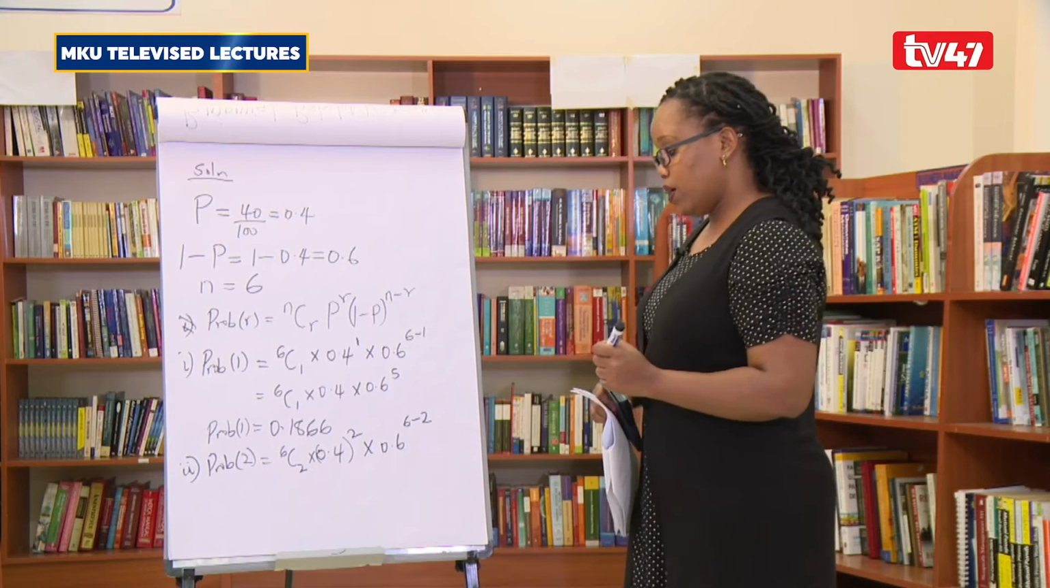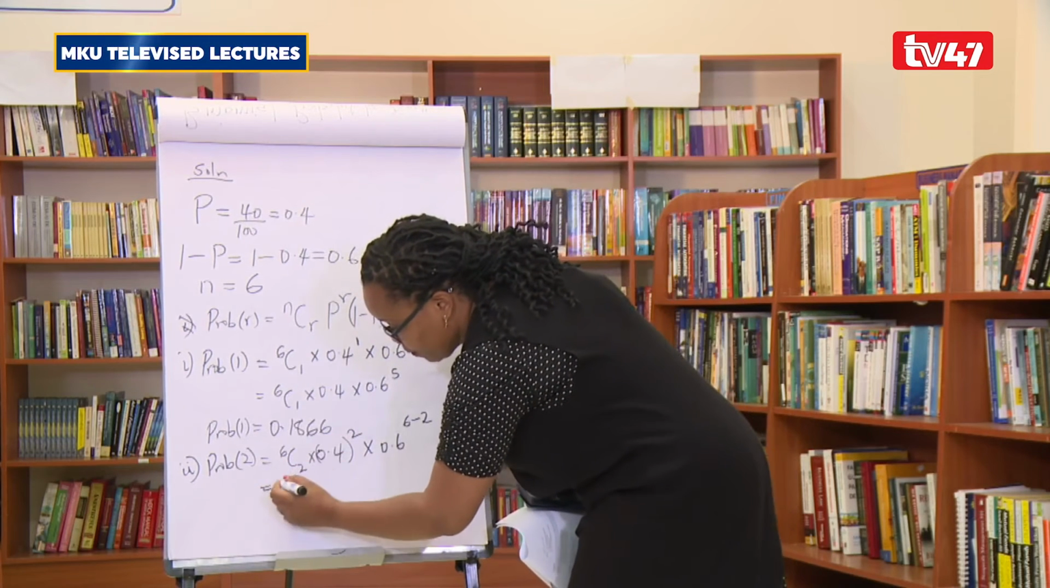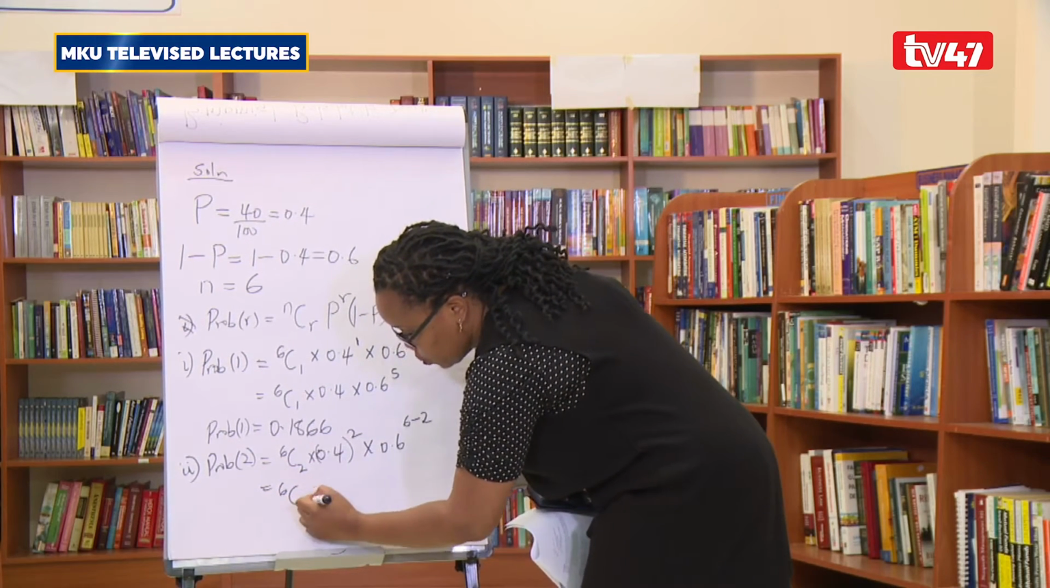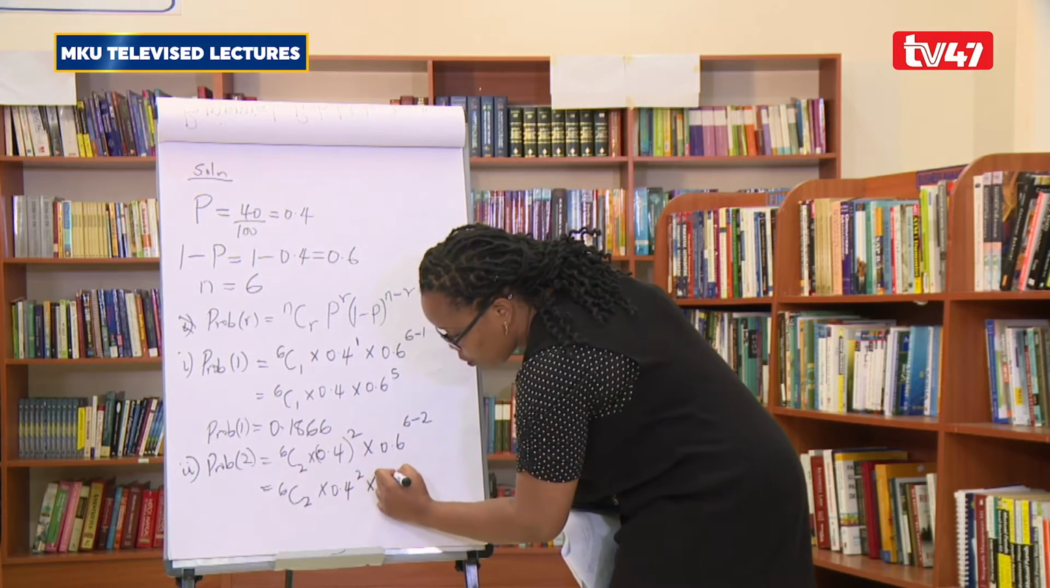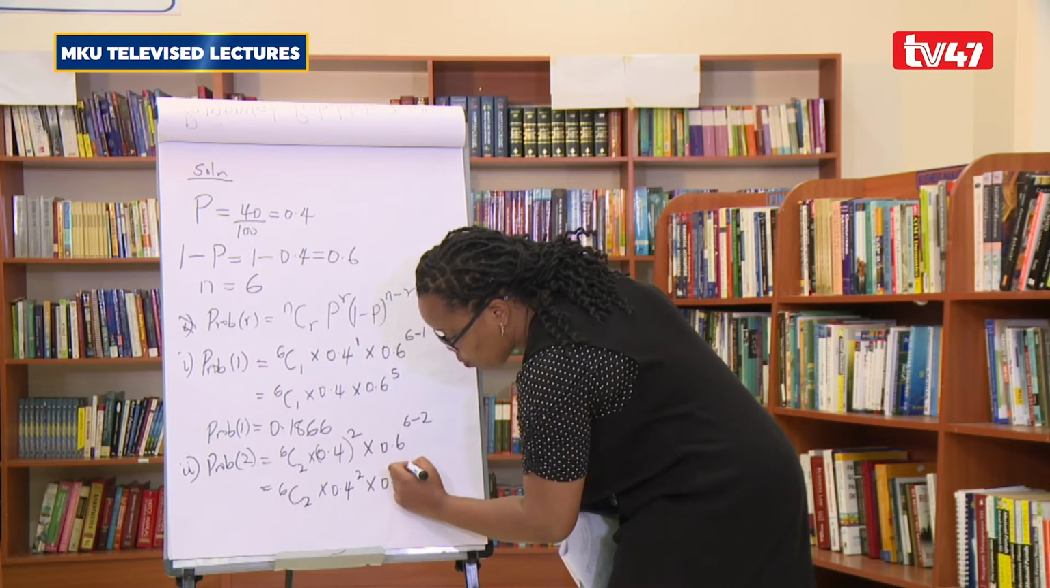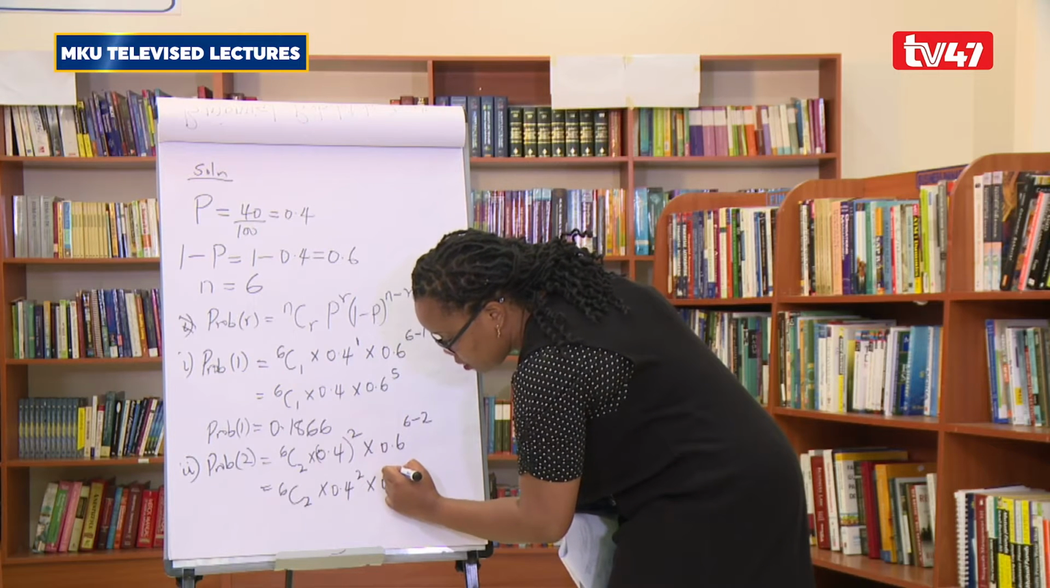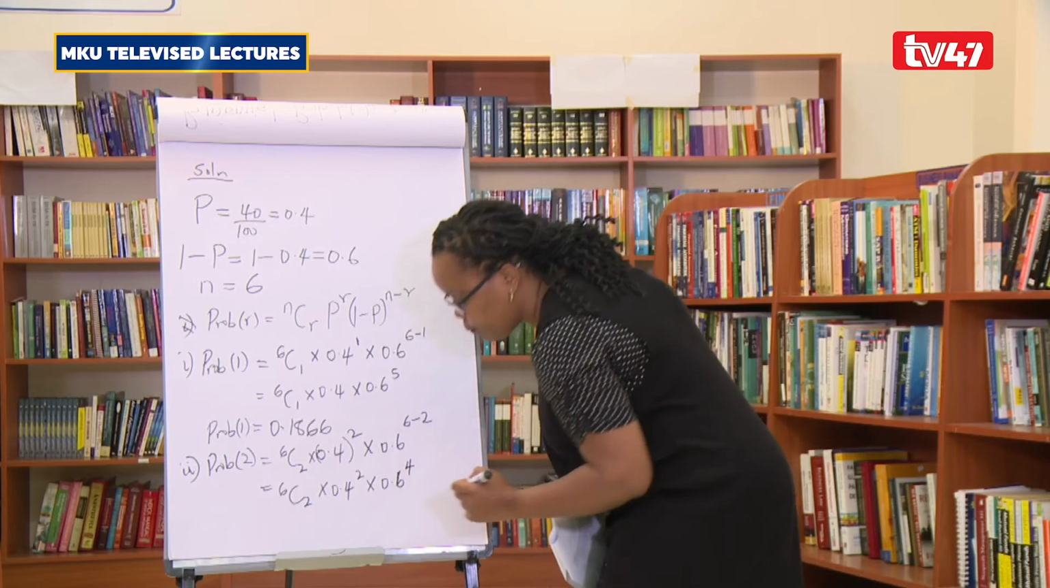6 minus 2 is what? 4. So let me rewrite that. 6 combination 2 multiplied by 0.4 raised to power 2 multiplied by 0.6 raised to power 4.